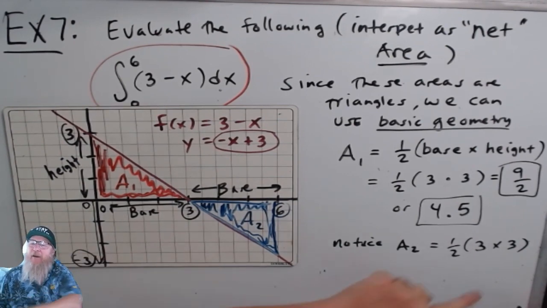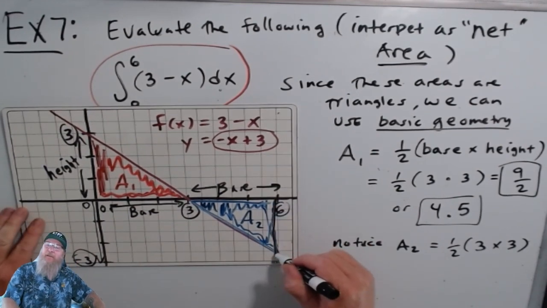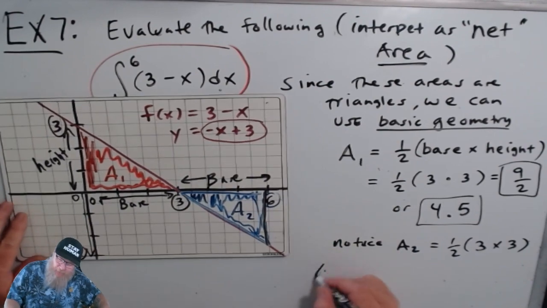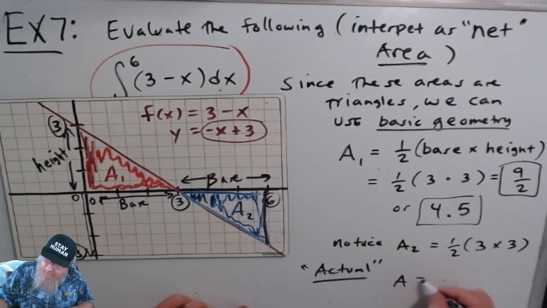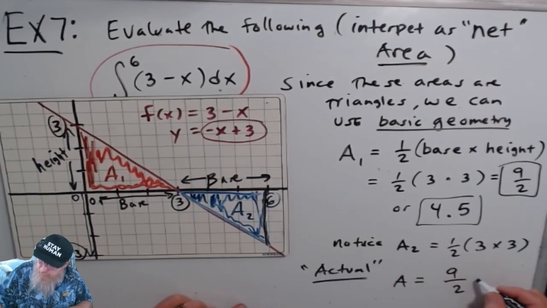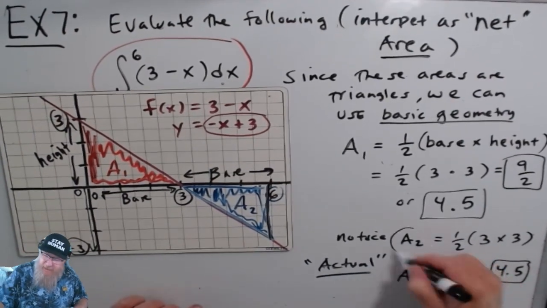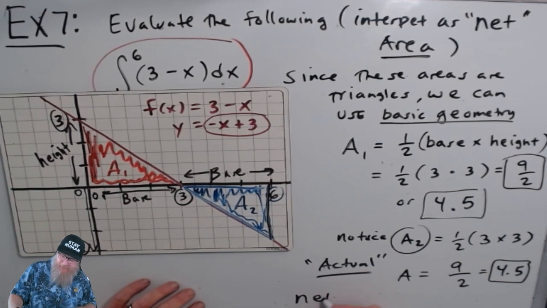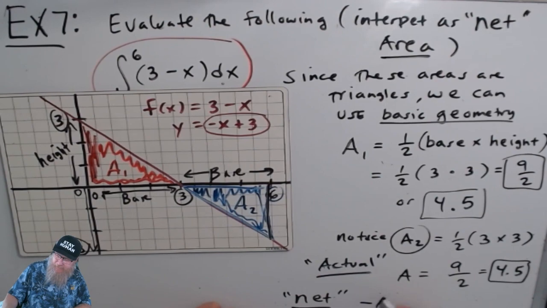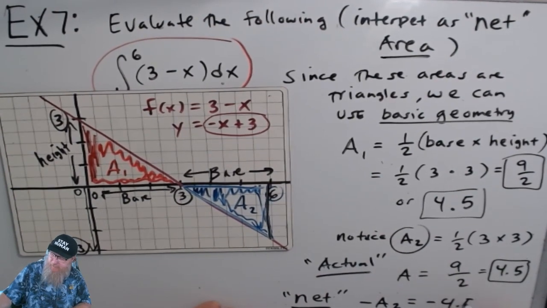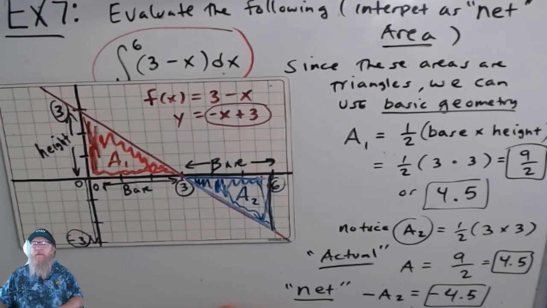Now, in terms of net area, it would be -3 because the height is negative. So actual area is also 9/2, which is 4.5. All right. So the net area is negative for A2.